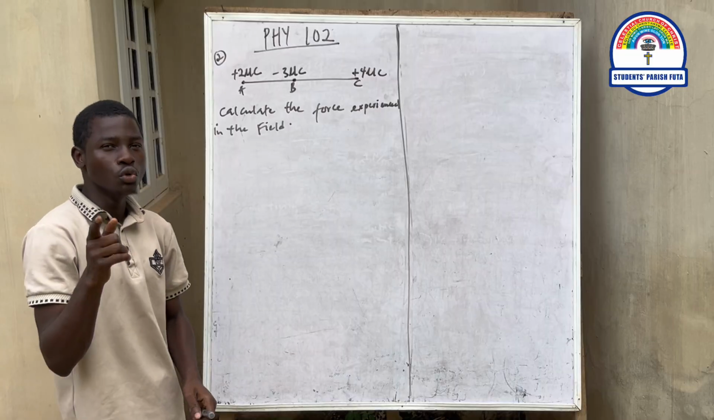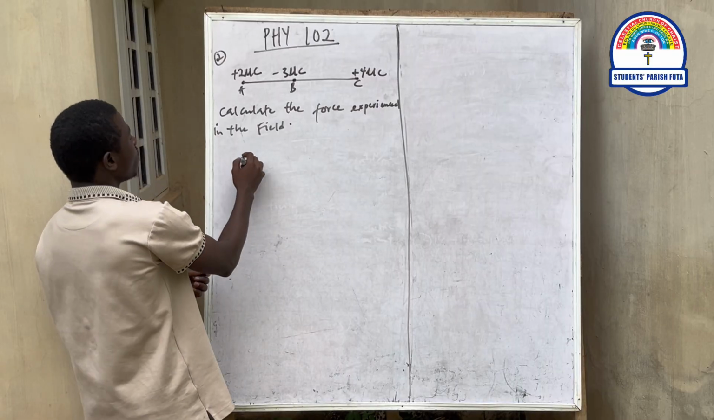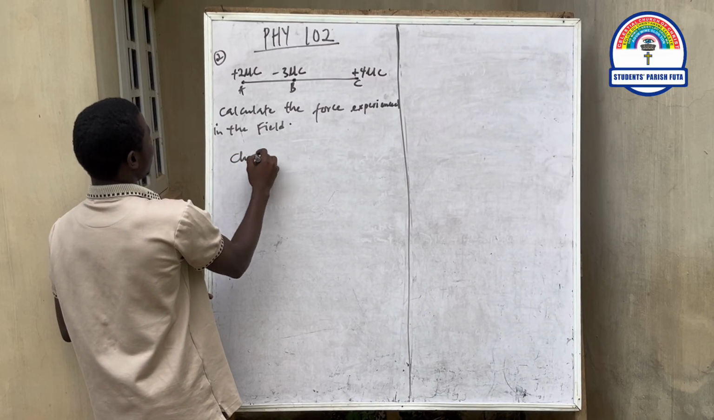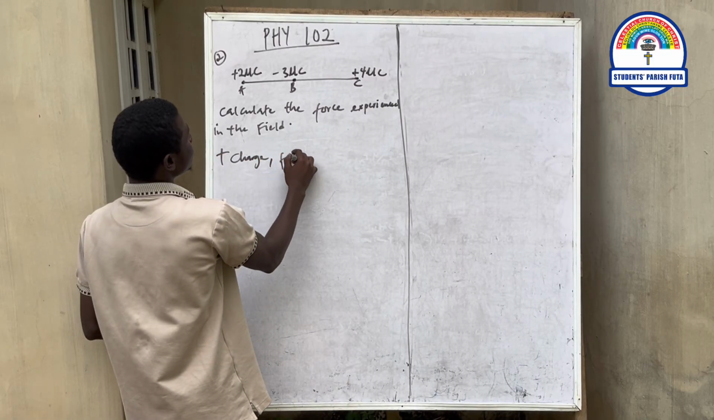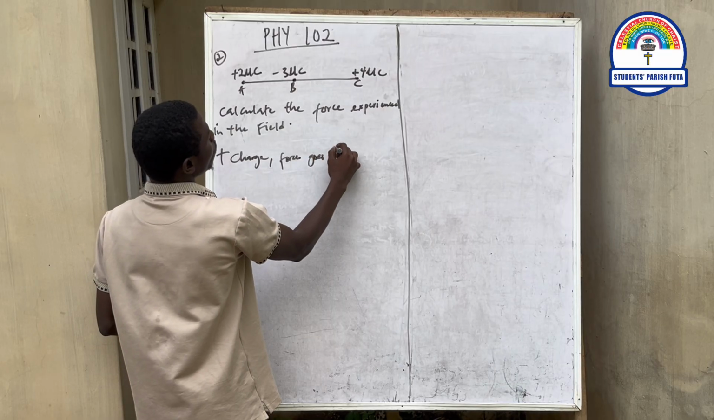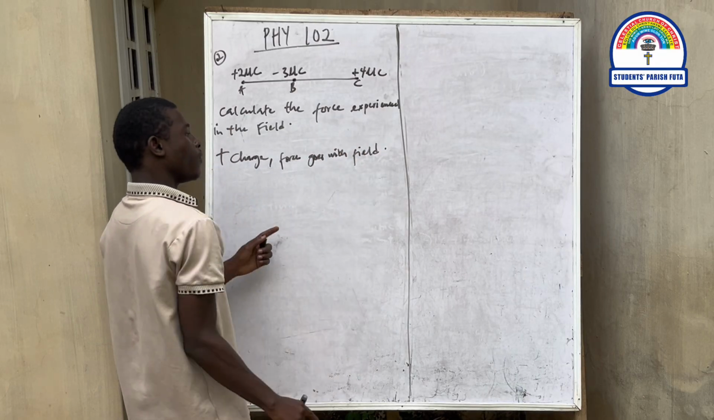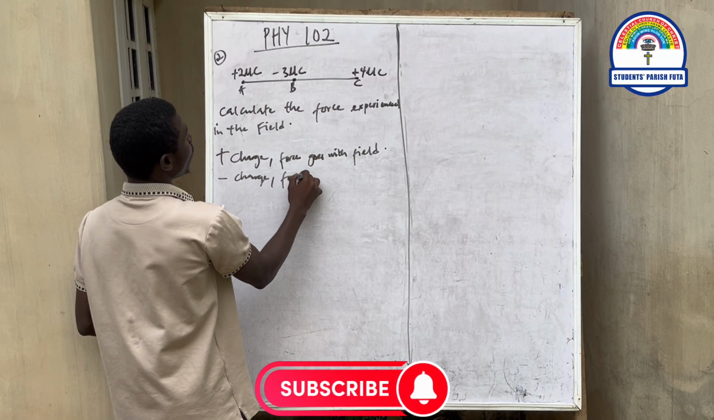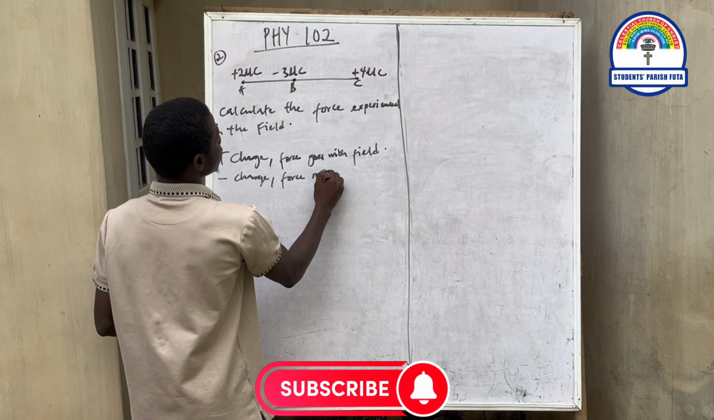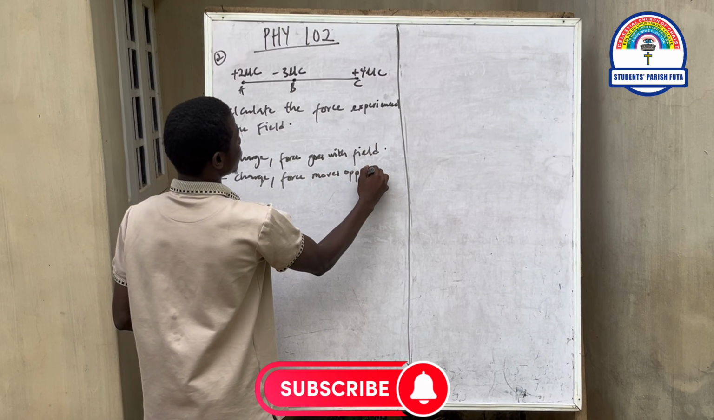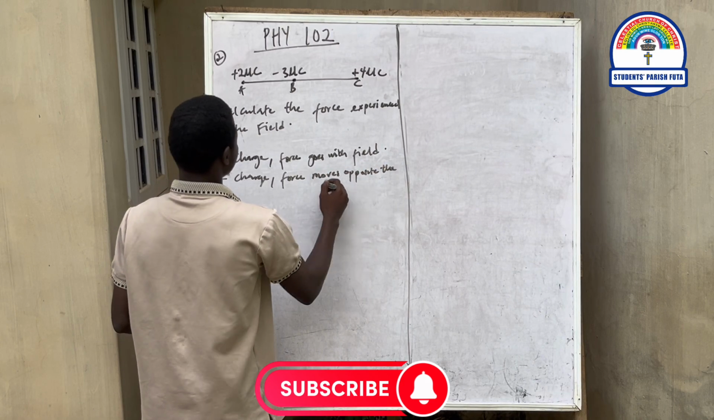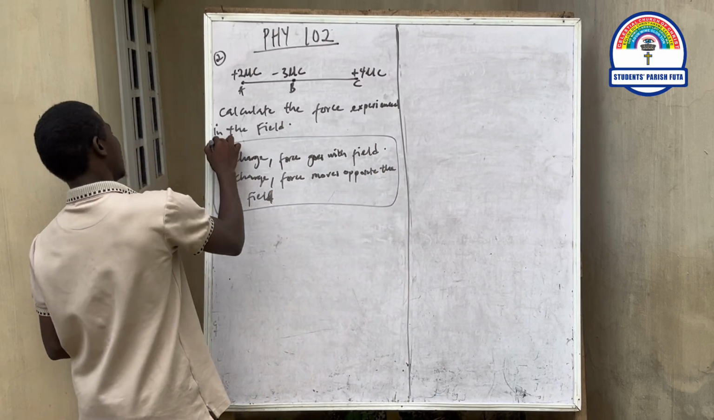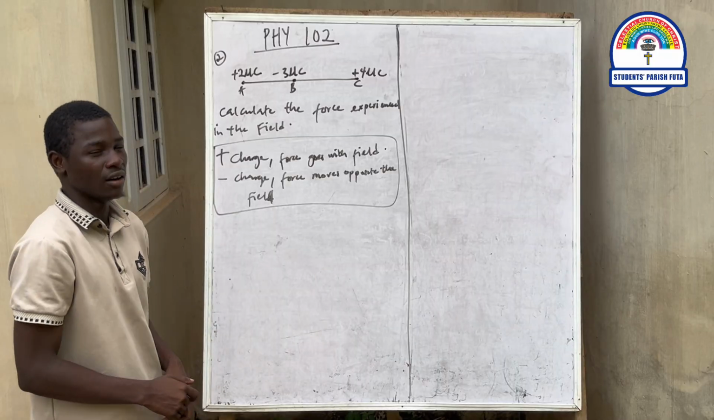But there's something I want you to note before we proceed: if a charge is positive, force goes with the field. Force goes in the direction of the field. For a negative charge, the force moves opposite the field. This is what I want you to note because we'll be using that in the calculation.